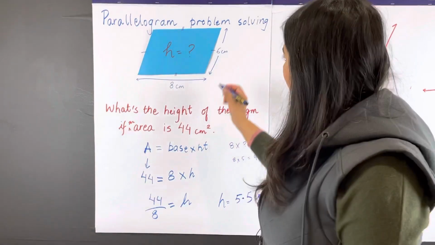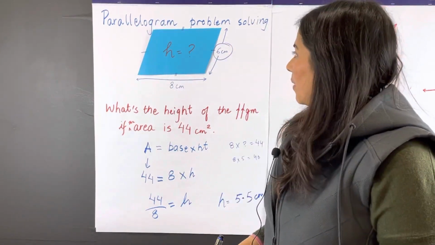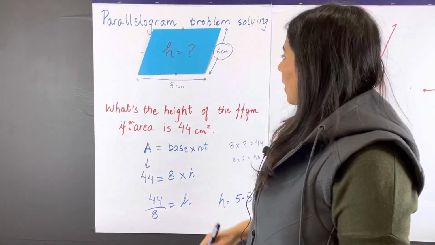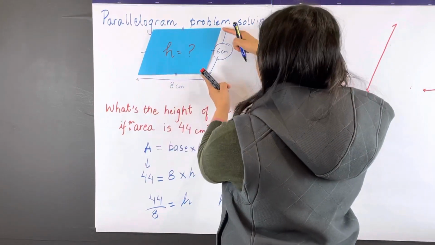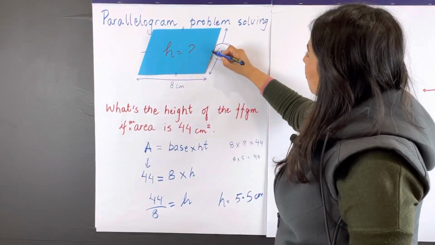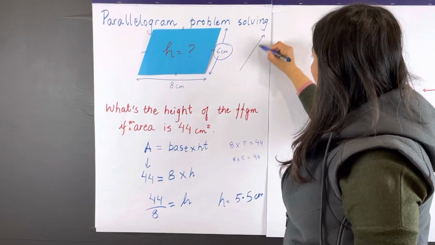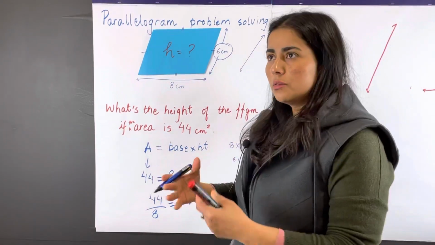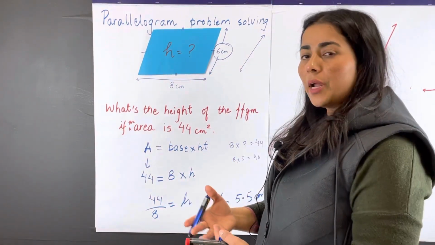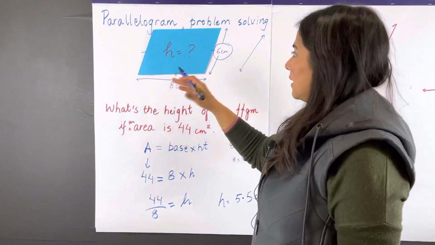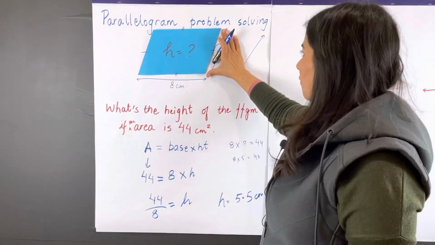Now you might have a question, we did not use this 6. Remember, 6 is not the height of a parallelogram. This is definitely the side length, but that's not the height because that's the length of this side, and this side is tilted, and whatever is tilted, which is not perpendicular or 90 degrees to the horizontal, is never your height. So this is not the height of this shape.